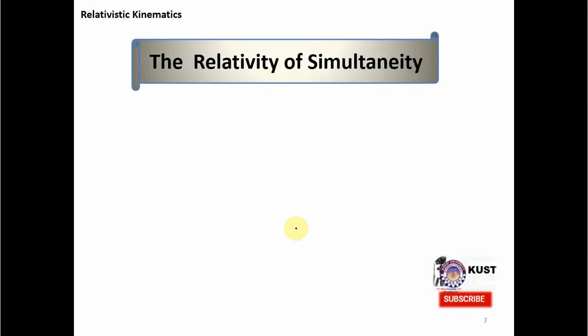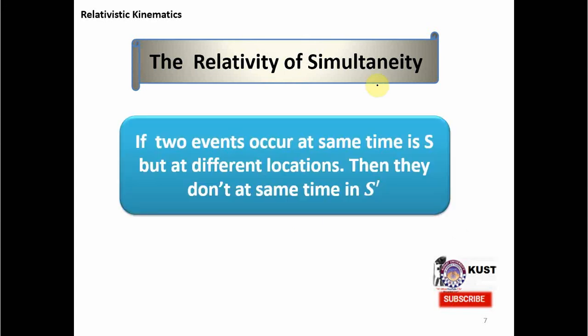And important point, some consequences of these transformations, we will discuss one by one. So for example, the first important consequence is the relativity of simultaneity. What do we mean by the relativity of simultaneity? We mean that if two events occur at the same time in S, but at different locations, then they don't occur at the same time in S prime.